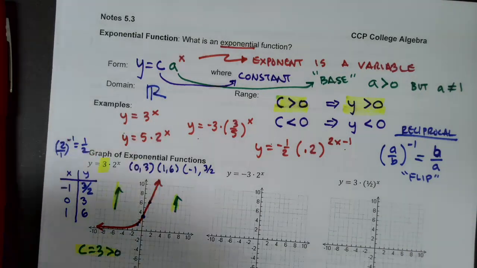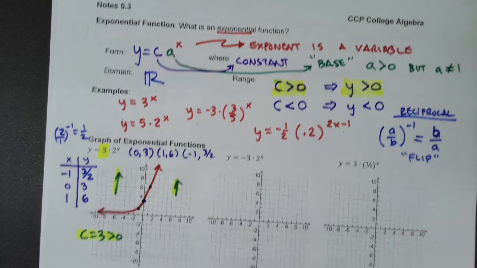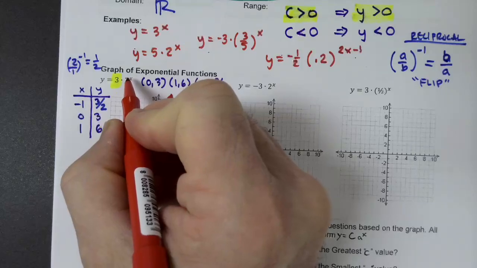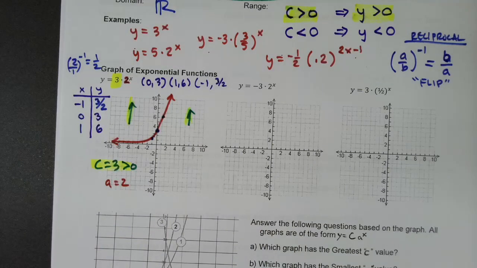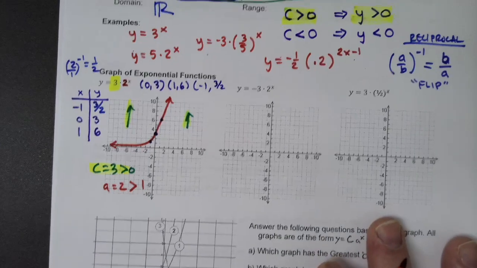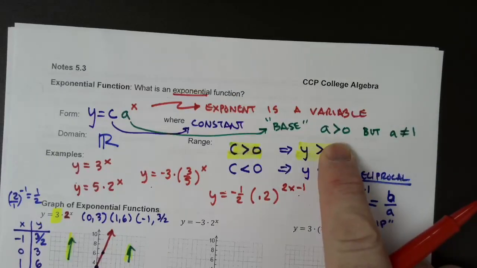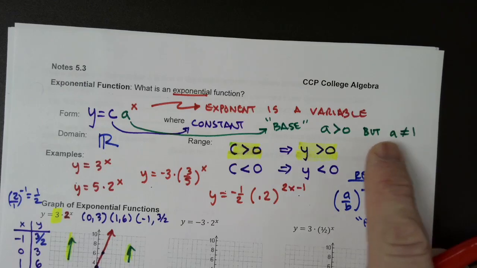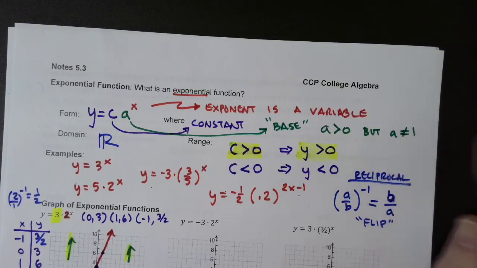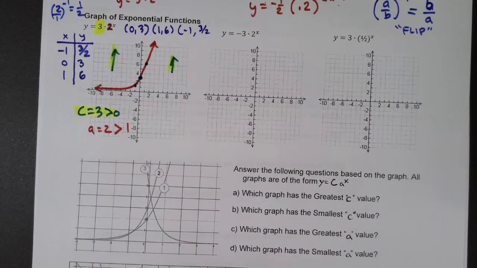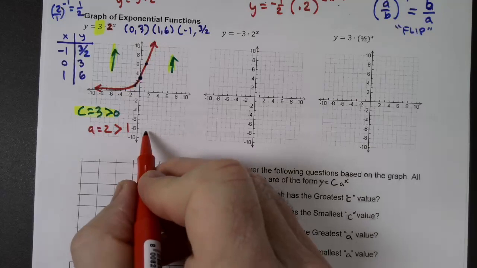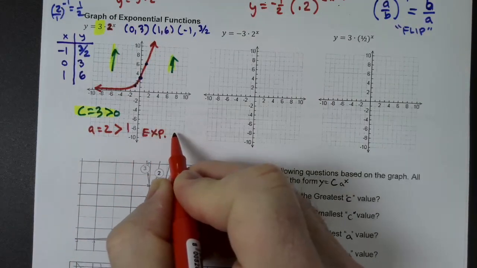Now, I also want to look at our a value. Our a value is 2. A equals 2, and a is greater than 1. That's pretty obvious. Remember, we said a had to be greater than 0, but it couldn't equal 1. It could be between 0 and 1. It could be between 1 and, theoretically, infinity. So when a is greater than 1, we will always end up with something that we call exponential growth.